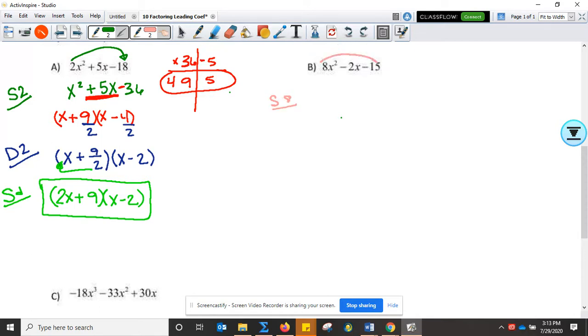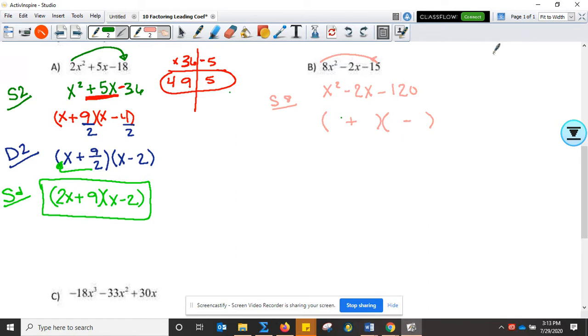So I'm going to slide it down here. So I get x squared minus 2x minus 120. Okay? Since my last sign is minus, my parentheses are going to be plus and minus, because that's the only way I'm going to get a negative answer.